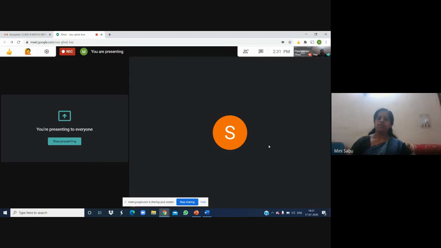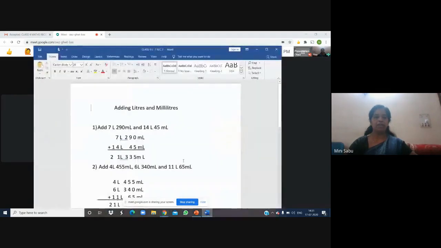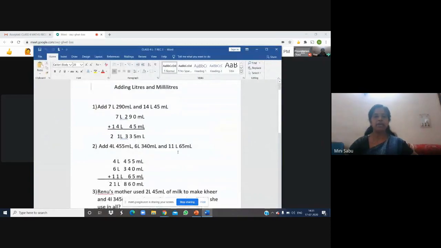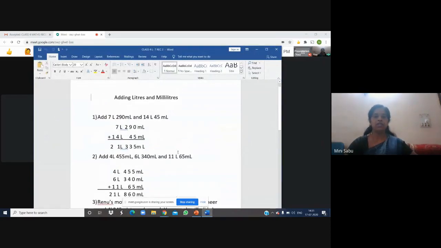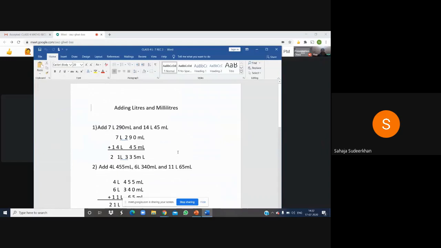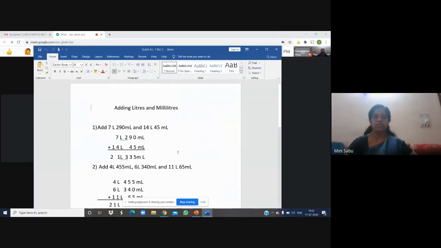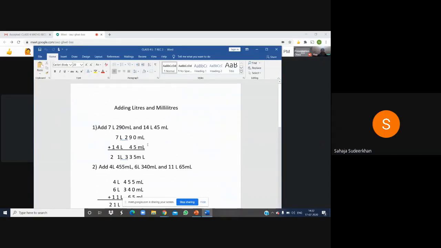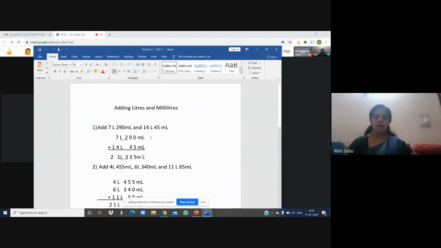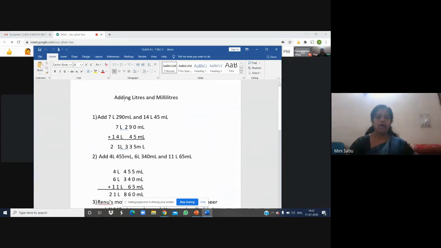Students, today we are going to learn addition of liters and milliliters. For that, I have prepared a worksheet and some examples are solved. Okay, can you see it? Yes, ma'am. Visible? Yes, ma'am. It is visible. My sound is also clear? Yes, ma'am. Okay. Continue. Adding liters and milliliters.